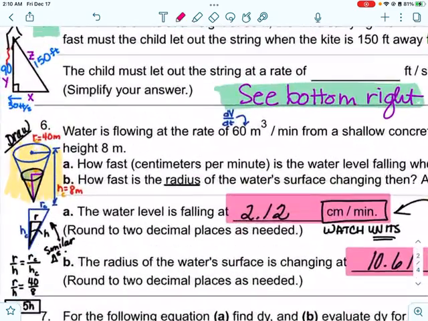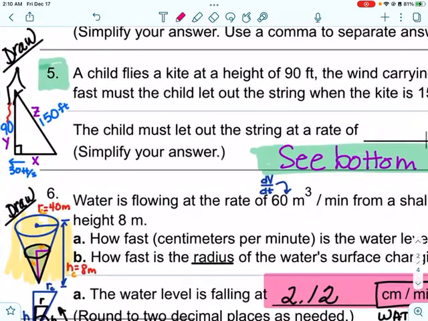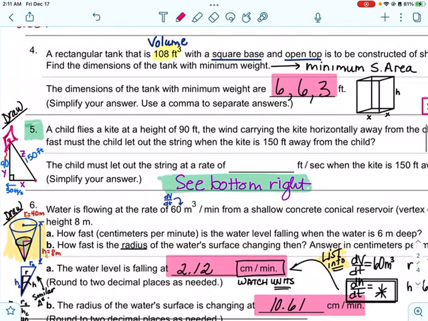So this, I'm big on drawing whatever it is that you're looking at. Here's the kite, right? It's got that string attaching right here. Your string is the 150 feet that comes back to the child's hand. So we know that it's flying at a constant height of 90 feet. Kind of unrealistic, but that's what we're doing. And then it's moving out. The x value is the horizontal distance. It says that the child flies a kite at a height of 90 feet. We got that covered. Here's the 90 feet.